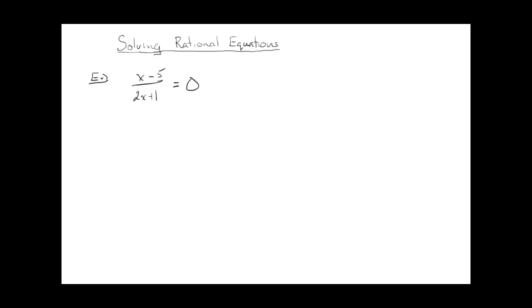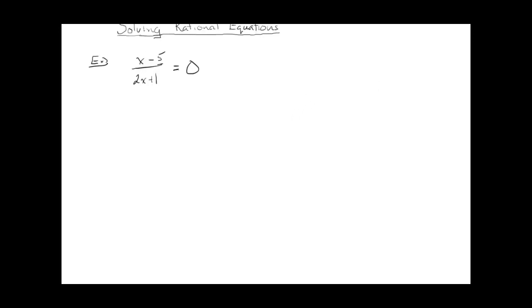In this video, I'm going to look at solving a rational equation. A rational equation means any equation, so it's an equal sign, with at least one rational term. This is probably the simplest type of rational equation you're going to see because there's only one rational term and it's equal to zero. In this case, there's a few different ways you could go about solving this. I have x minus 5 divided by 2x plus 1 equal 0.